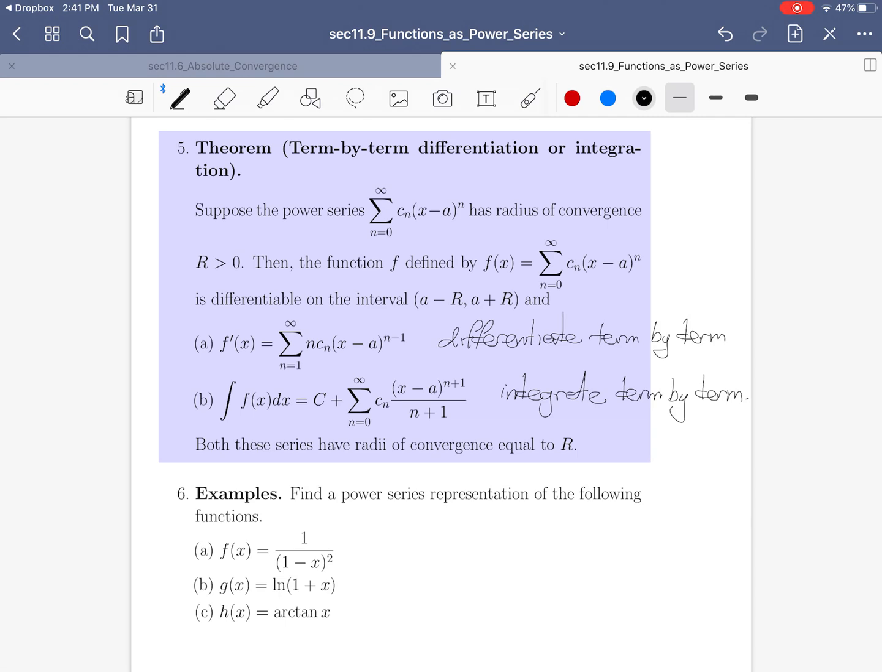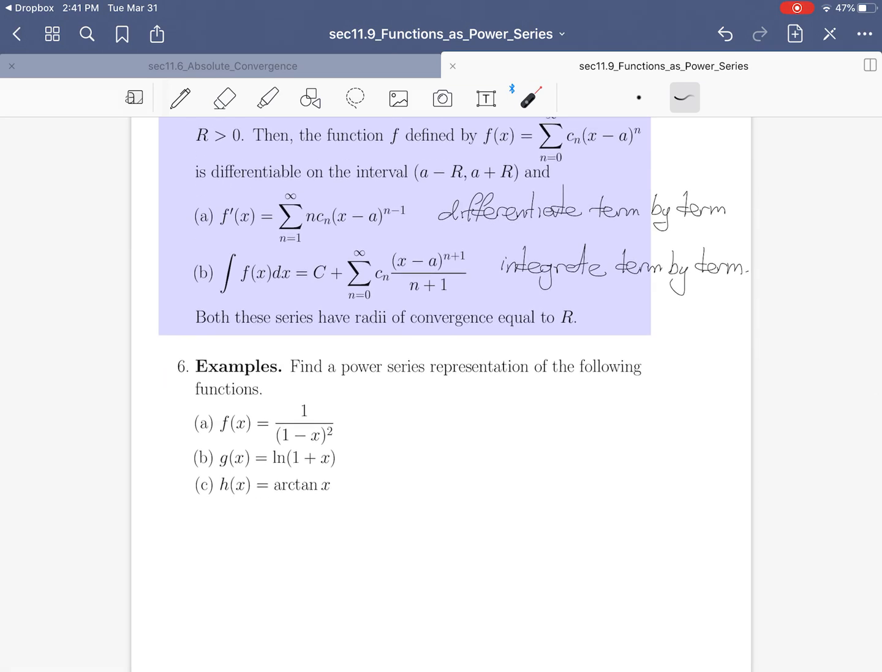Finally, both these power series, the power series for f prime and the power series for the antiderivative, or the indefinite integral of f, have the same radius of convergence. So to reiterate, what this theorem says is that if you have a function represented as a power series with a radius of convergence r, then if you want to differentiate or integrate that function, you can do that by differentiating or integrating the power series in a term-by-term way.